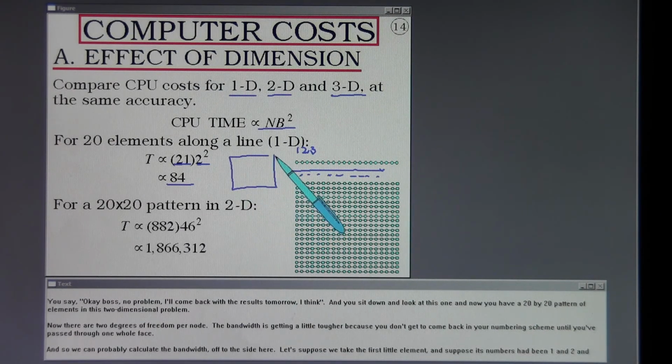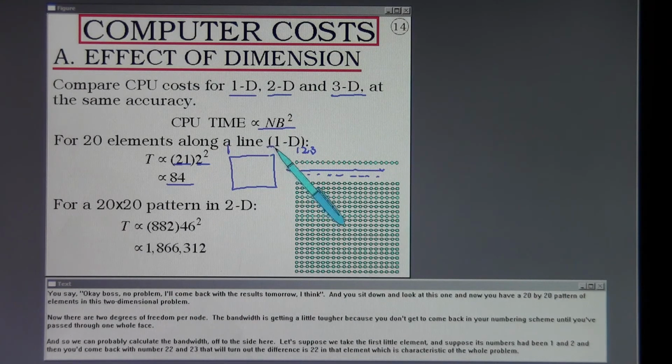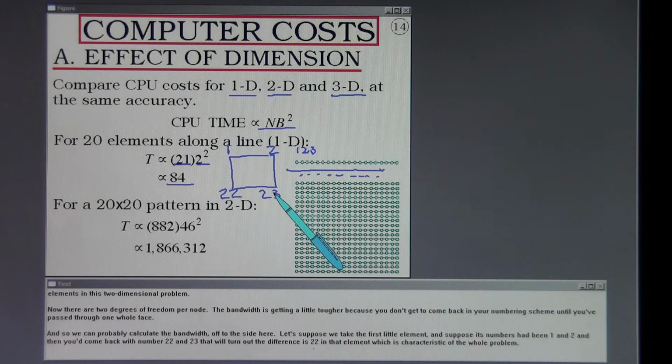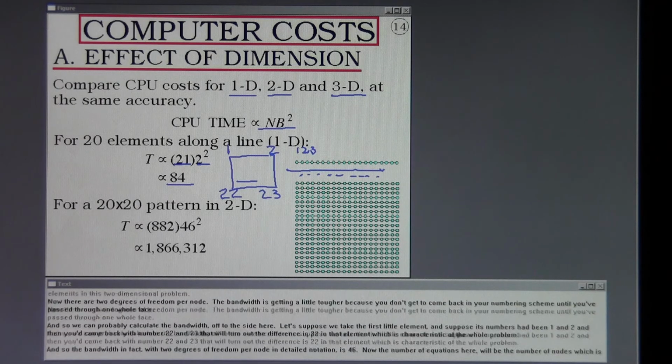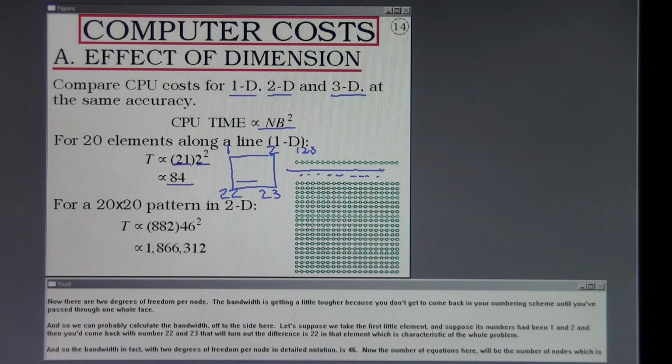Let's suppose we take the first little element and suppose its numbers had been 1 and 2, and then you'd come back with number 22 and 23. It will turn out the difference is 22 in that element, which is characteristic of the whole problem. And so the bandwidth, in fact, with 2 degrees of freedom per node in detailed notation is 46.